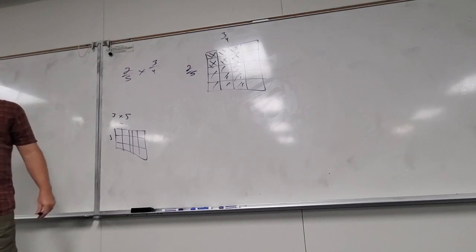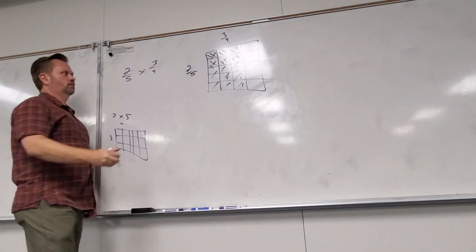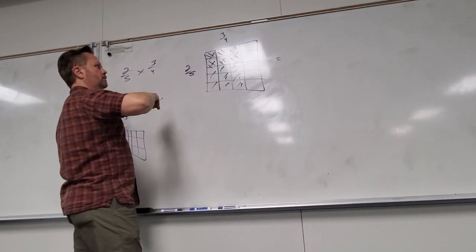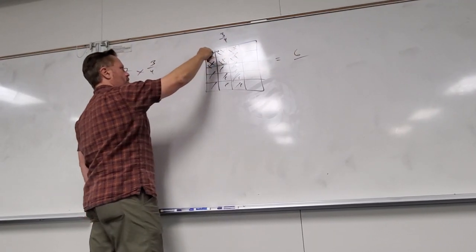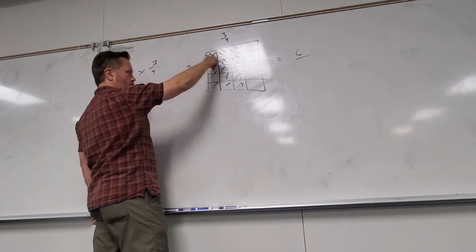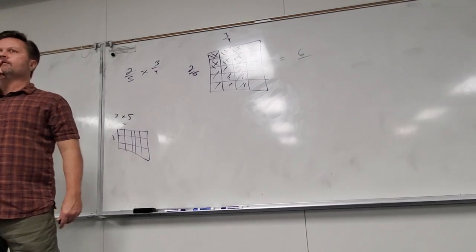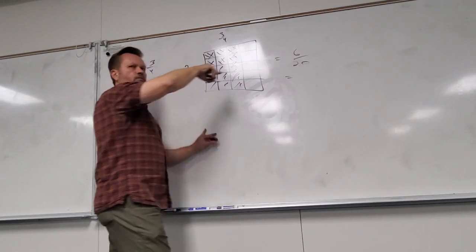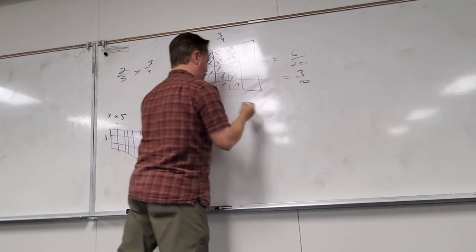So how many are double shaded? 6. And what does each box represent? Yeah, 1/20th, because you got 20 parts. Cut it into 20 brownies. And of course that reduces to 3/10.